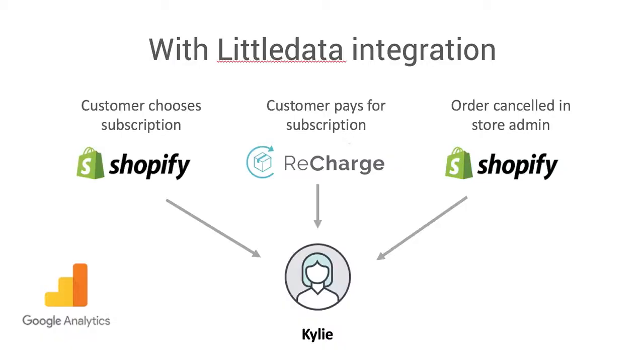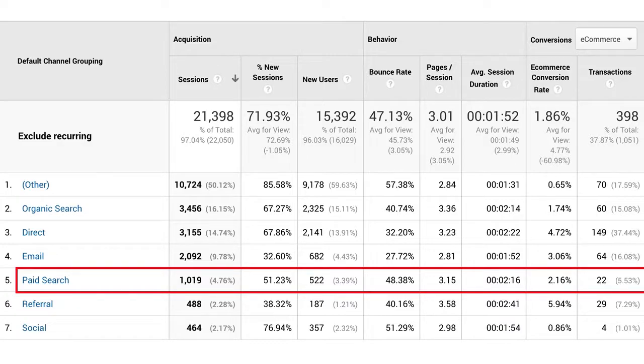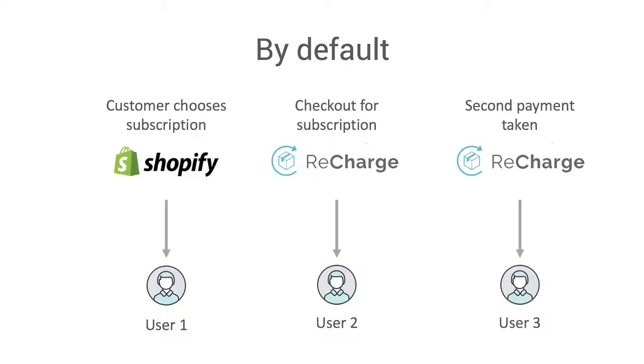Now, with the Littledata integration, the customer still goes through the same process, but now all of those three events are linked back to the same person, Kylie, in this example. And we can see that working in Google Analytics on the same channels report, and we see that paid search now has 22 sales attributed and a fairly normal e-commerce conversion rate of 2%. So now it's working.